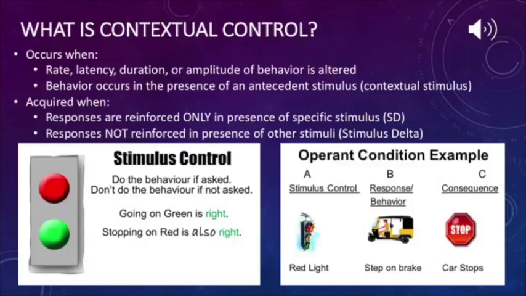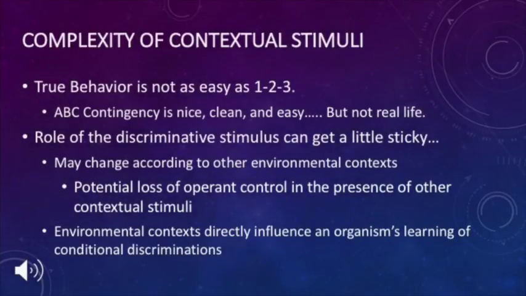Lastly, differential reinforcement is quite simple. Provide reinforcement for desired behavior, and don't provide reinforcement for undesired behavior. Although we enjoy the concise simplicity of the three-term contingency, behavior is not really as easy as 1, 2, 3. When a behavior comes under operant control in a specific context, the discriminative stimulus emits a specific behavior.